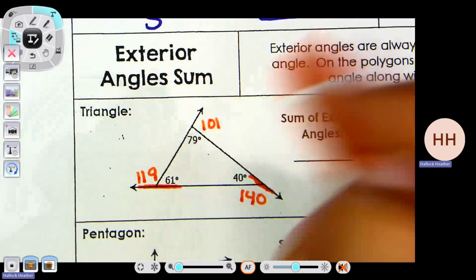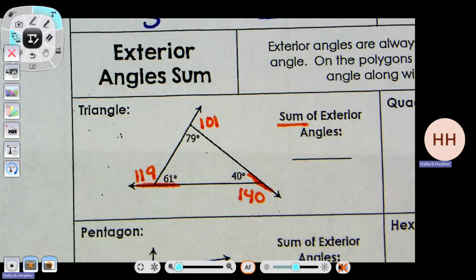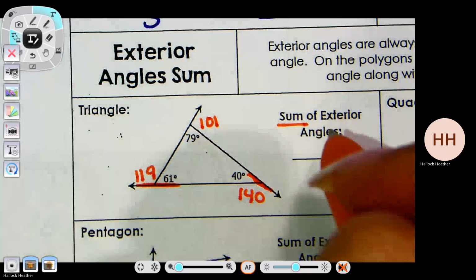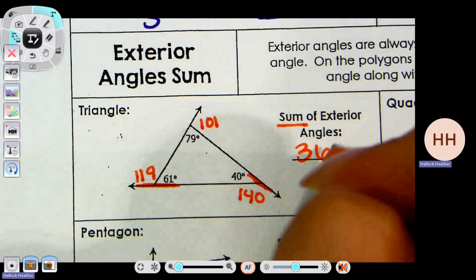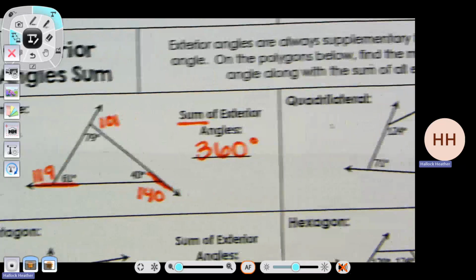101. So if I find the sum of the exterior or the outside angles, so I'm going to add up the outside. So I get 360. That's for a triangle. So we're going to do it again with a quadrilateral.